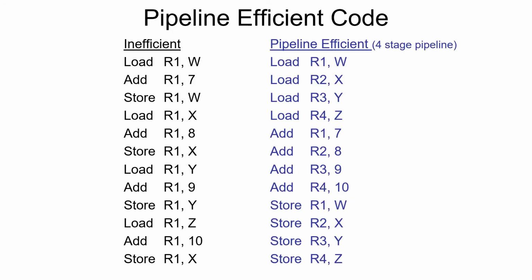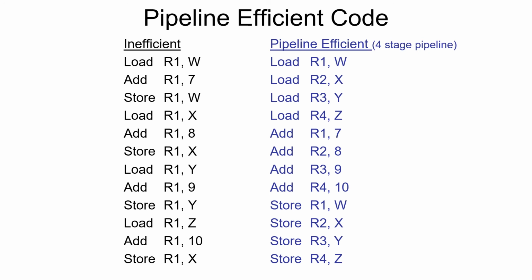Here's a more logical 4-stage pipeline. On the left, we have some code that adds 7 to W, adds 8 to X, 9 to Y, and 10 to Z. Well, we can do it here in the code on the left, which might be created by a compiler, which generates all the instructions. You notice it always uses register 1. Well, why not? Register 1 was available. On the right, we use more registers. We use registers 1, 2, 3, and 4. So we load W to R1, X to R2, Y to R3, and Z to R4.